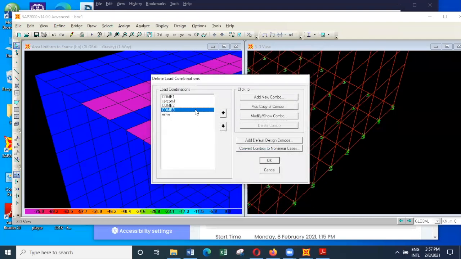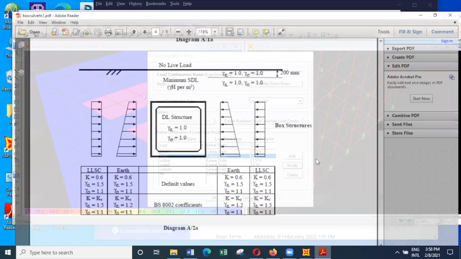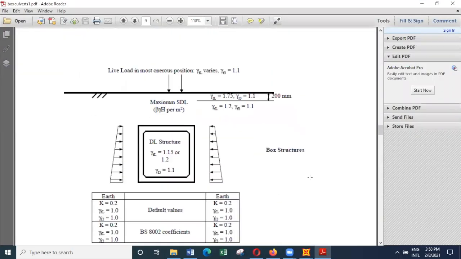And then we have combination 3, where this should be 2.21, but the soil from above are all maximum, but these are minimum. And the minimum value is 0.2. So when we calculated, we used a value of 0.6. So to convert it to 0.2, I have to multiply it by 0.3.